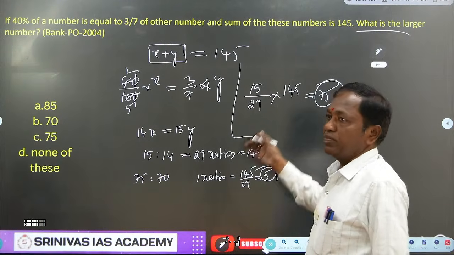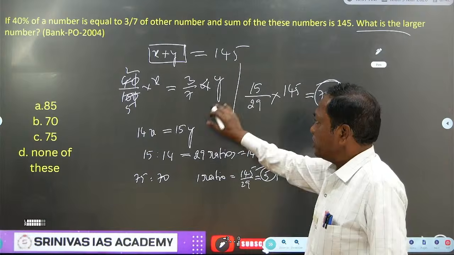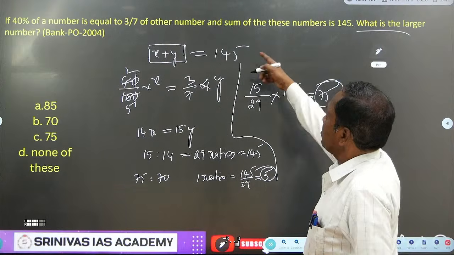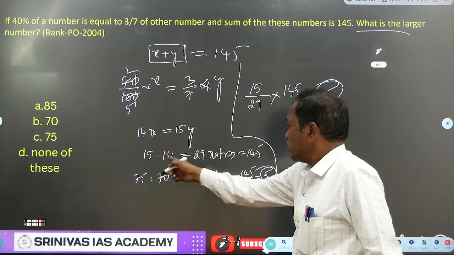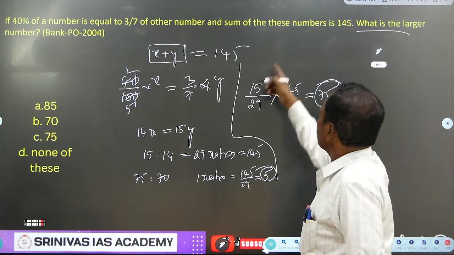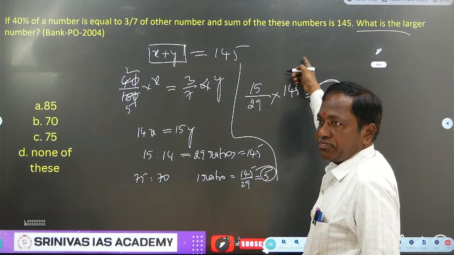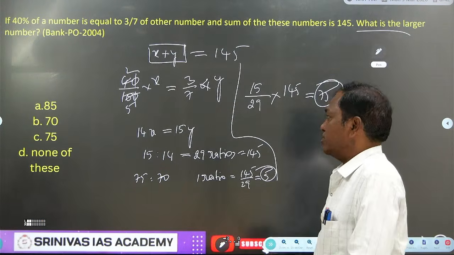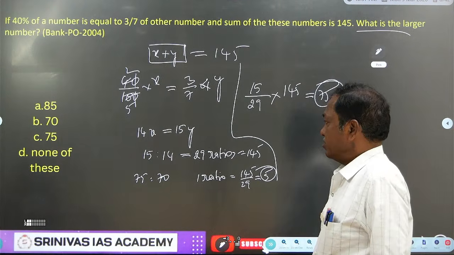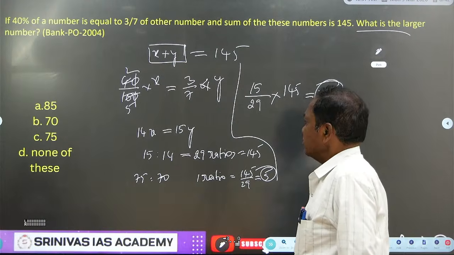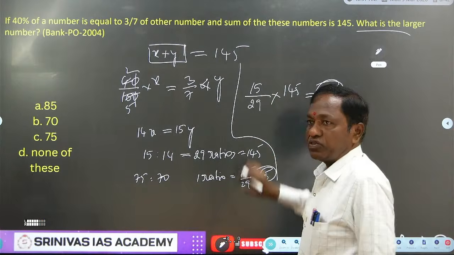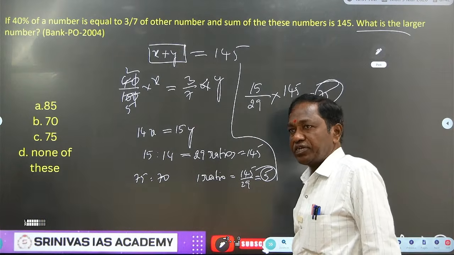This shortcut is normally called the shortcut method. This is the explanatory method. The total ratios are 29, made of 15 ratios and 14 ratios, and the sum is already given as 145. So 1 ratio is equal to that. I have not taken x because the question asks for the larger number. This is a very short method. Actually, we need to know the short method straight. We can reduce our working time.